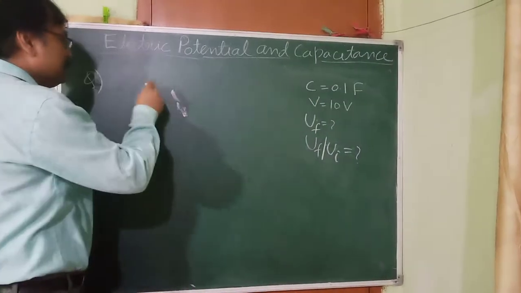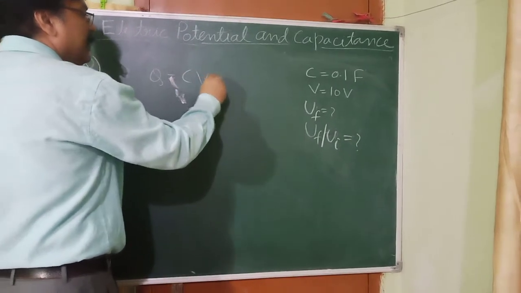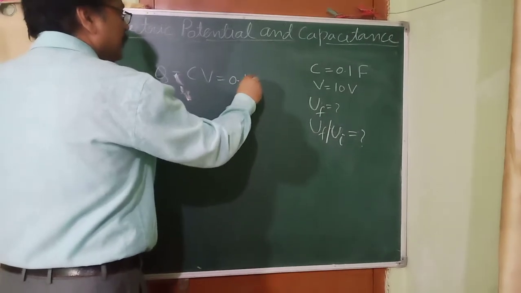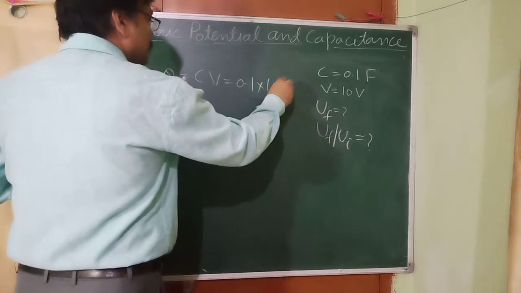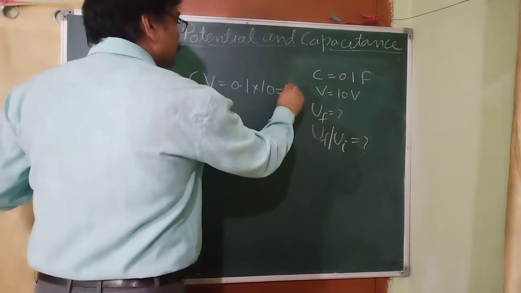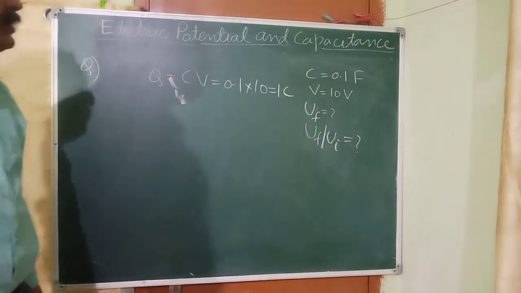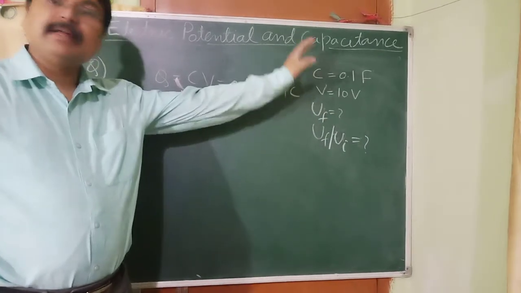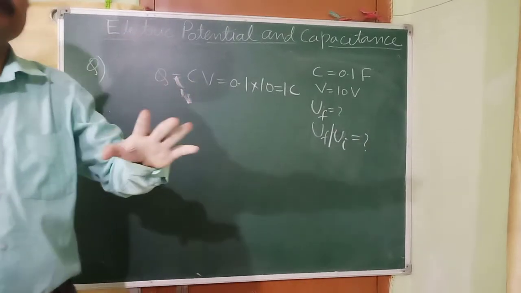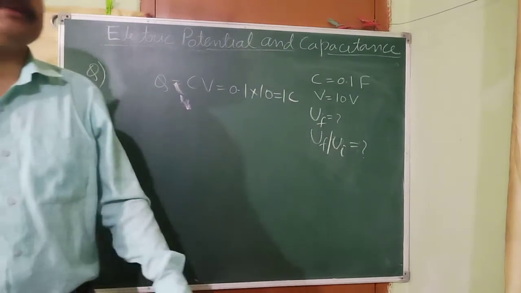Now when it is charged, what is the charge on the capacitor? Charge Q is equal to CV. C is 0.1, V is 10. So obviously 10 into 0.1 is 1 coulomb charge. Now the capacitor is disconnected from the battery, and it is connected to another similar capacitor.